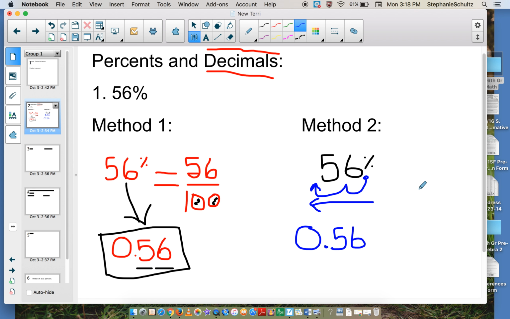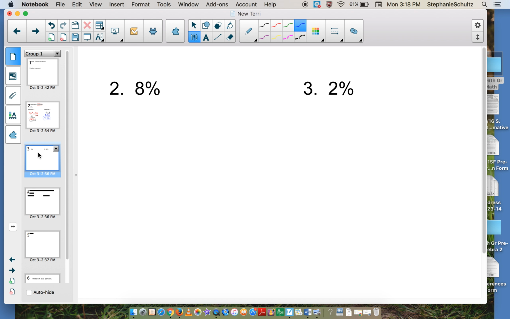And that gives us our decimal. So that's the other way of doing it. Yes, changing it to a fraction and then changing it into a decimal is one way. And the other way is remembering that you can just simply move the decimal over 2 spots. The only time that gets tricky is when there's only one digit. We have to remember to move it 2 spots. And you'll see that in the next slide. Here we go. Ready? All right, so now I have 8% and 2%.